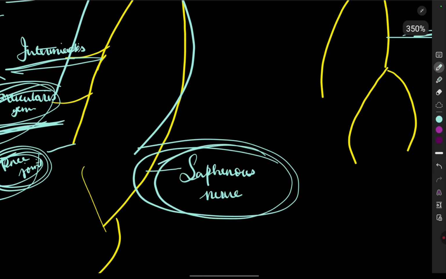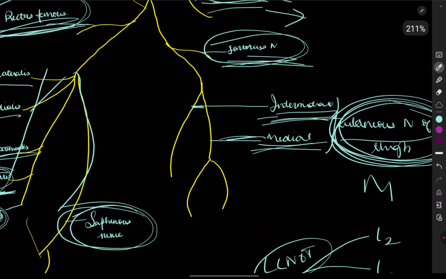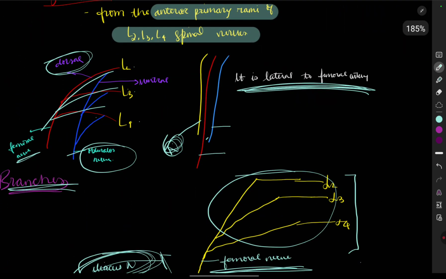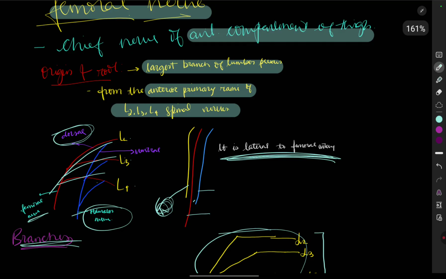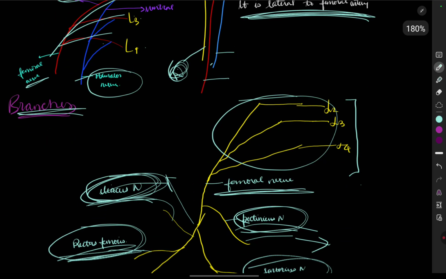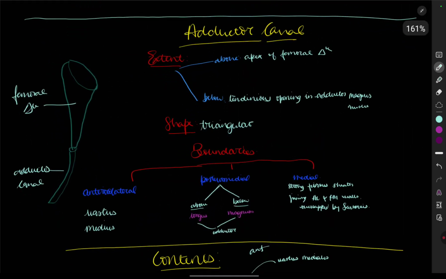Here, the intermediate gives off the saphenous nerve, and the sartorius gives off two branches, the intermediate cutaneous nerve of the thigh and the medial cutaneous nerve of the thigh. So these are the branches of the femoral nerve. We are done with the definition, the origin and root, the formation, and we have seen the extent, the branches, the course, and also the diagram.